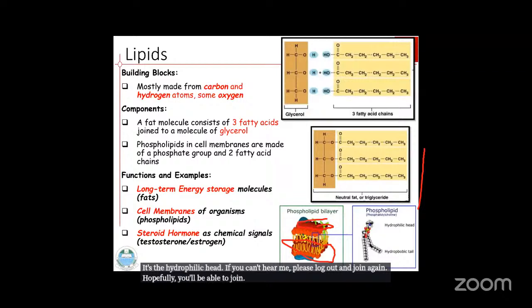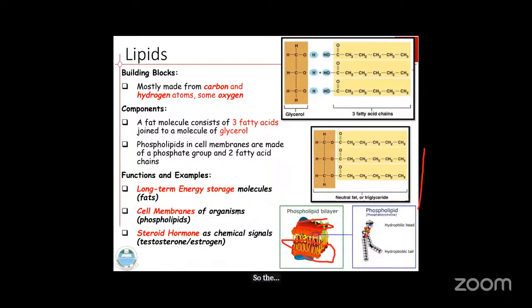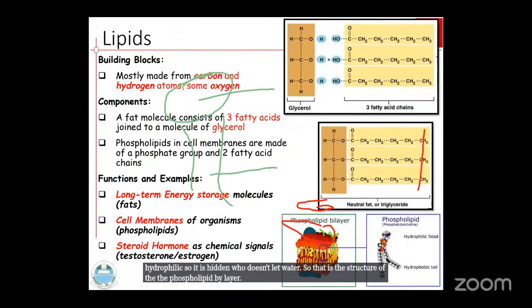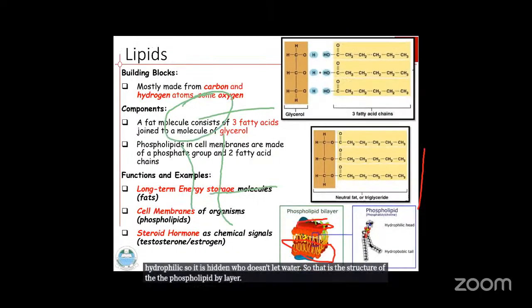So the phospholipid takes this structure. You have the head, right, and the tail. This head we say is hydrophilic. It is water loving, therefore it is exposed to the outside, the cytoplasm, whereas the tail is hydrophobic, so it is hidden. It doesn't like water. So that is the structure of the phospholipid bilayer. Okay, let me clear the drawings.